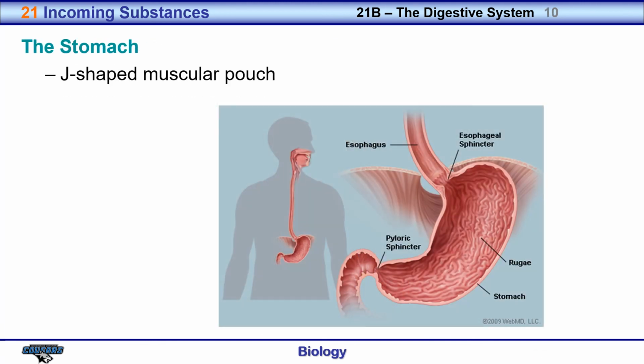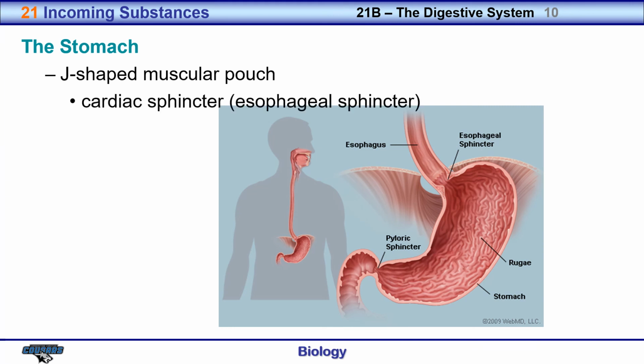Now, the stomach is a J-shaped muscular pouch that looks similar to this, like in most adults, and the pouch is closed off from the esophagus by what's called the cardiac sphincter. In this diagram, they call it the esophageal sphincter. They're just different names for the same thing.